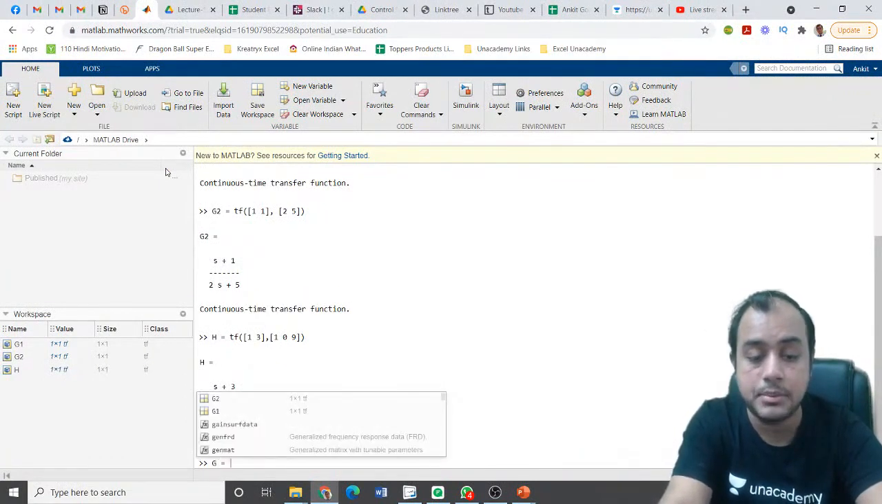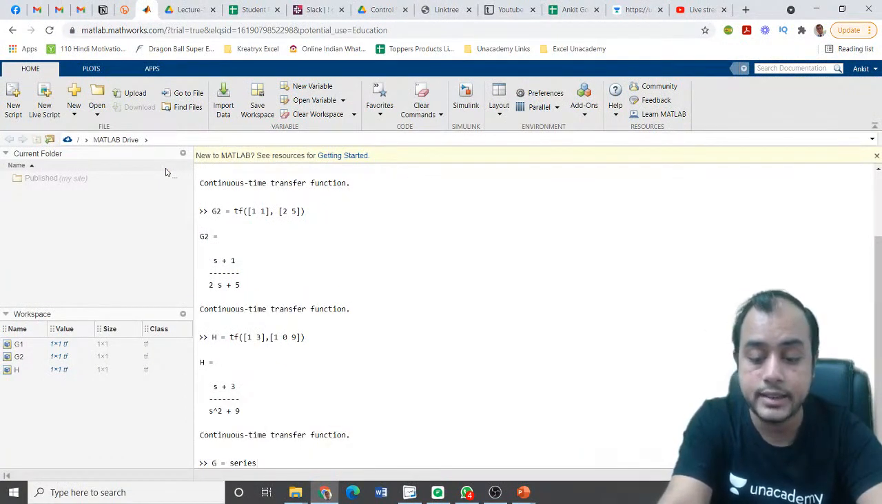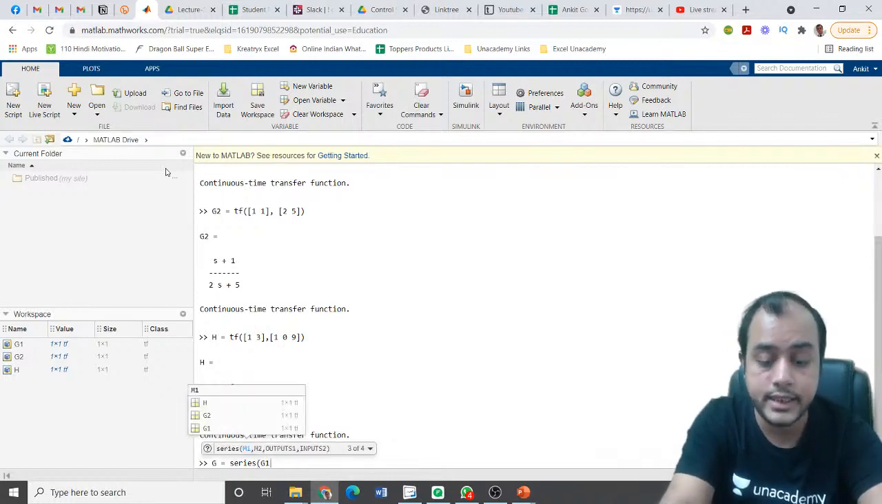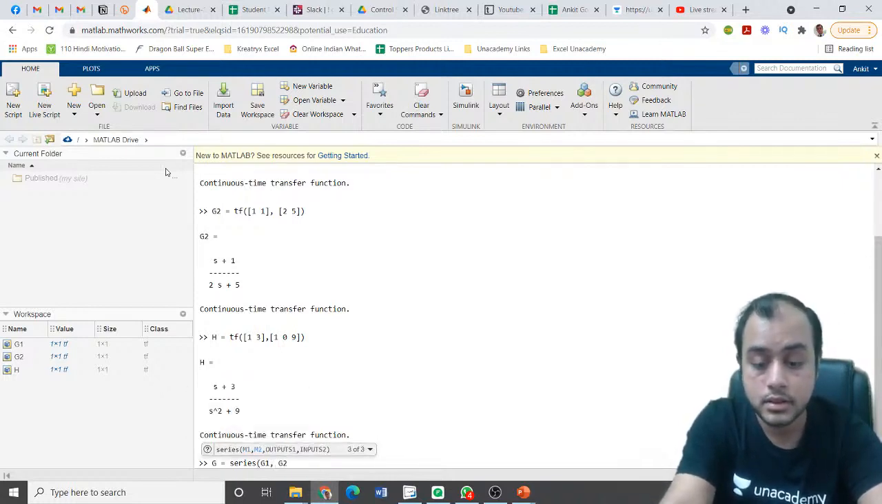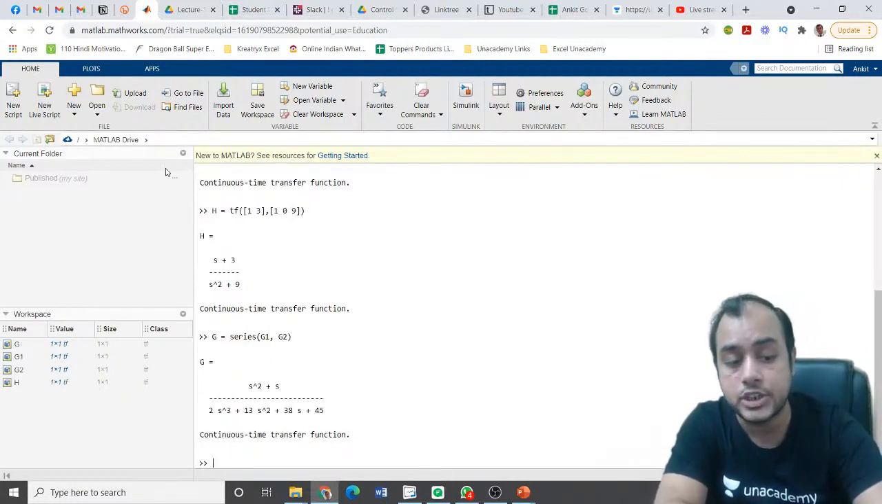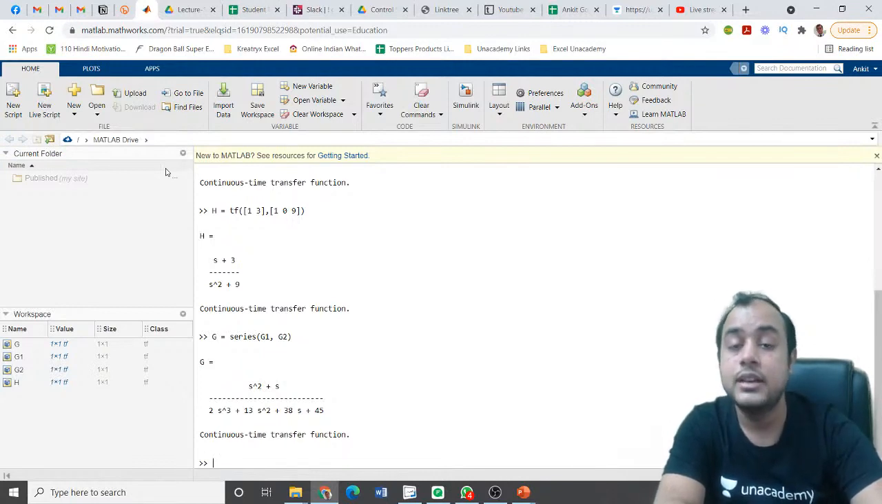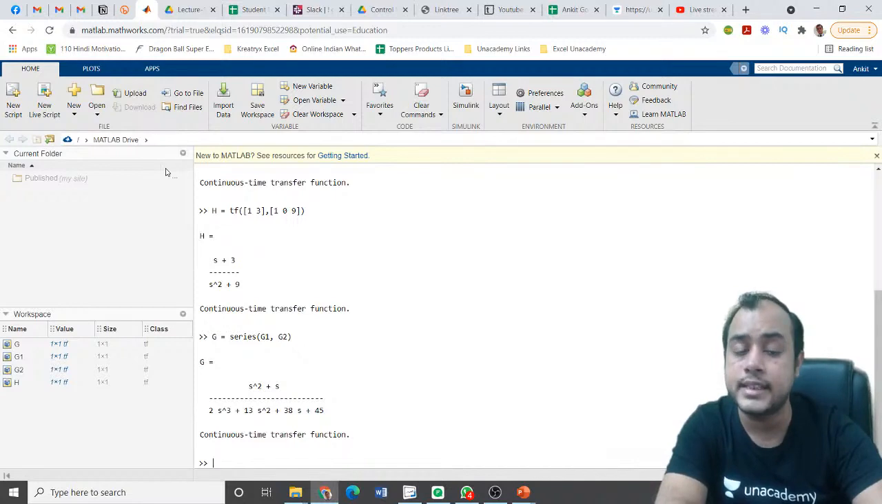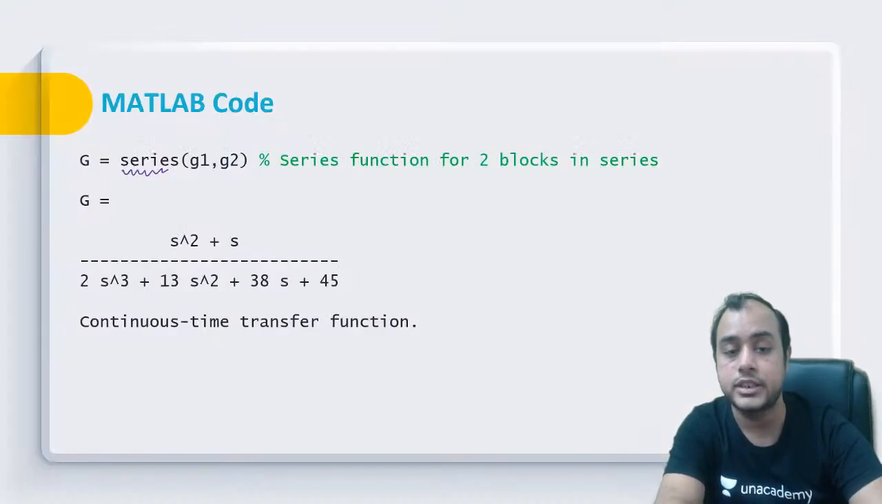I will name the combined function G. Okay, so this becomes the combined function G, that is (s² + s) / (2s³ + 13s² + 38s + 45). See how much manual effort is saved, because we can always commit errors when we are multiplying or dividing the functions.